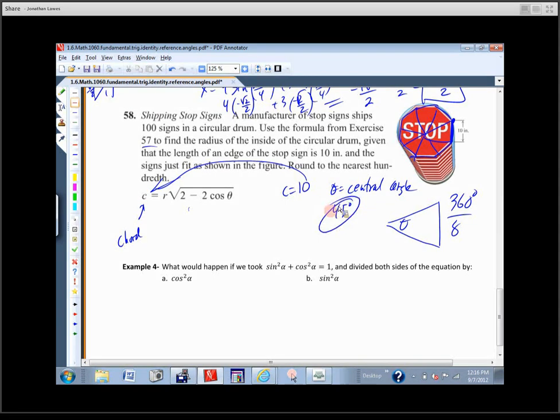Okay? So we're going to plug that in there. We're going to plug the C right there, and then we're going to solve for what R is. Okay, are there any questions?